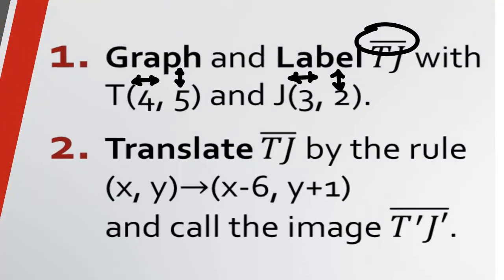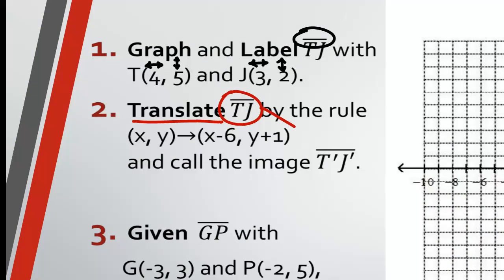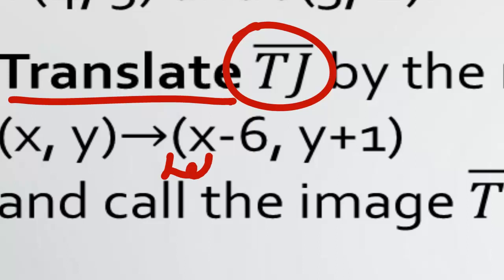All right, part 2 says that we are going to translate segment TJ by the rule, and then it says (x, y) with an arrow. It says we're going to take all of our x's and minus 6 from them. My x-axis goes left and right. So if I take my x's and I minus 6 from them, would I be going to the right or to the left? To the left. So this is telling me it's going to go left 6.